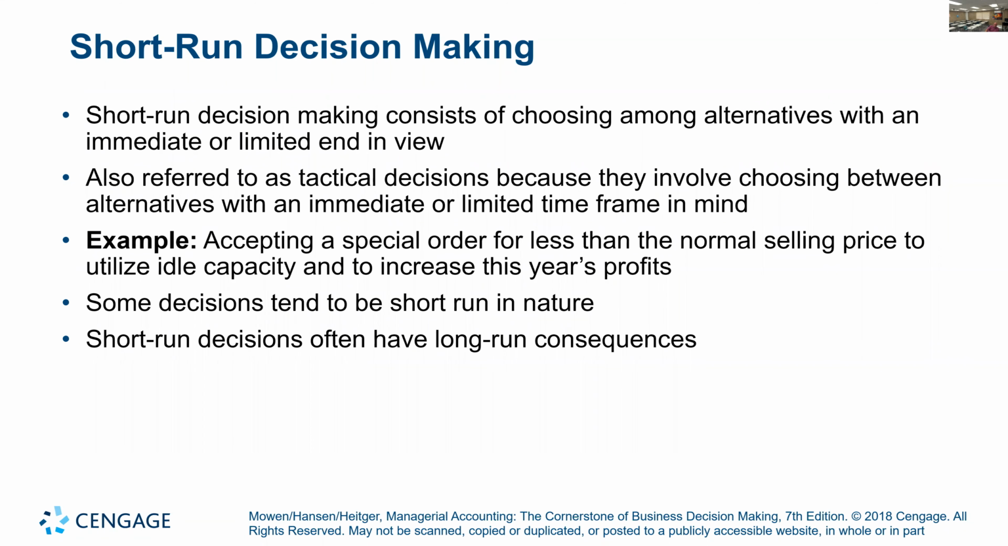So what we're doing here is choosing between alternatives for a business. And what is every business looking to do? They want to make a profit. There's an example they use here: accepting a special order for less than the normal selling price. Should we take that special order on? We want to make a profit, so we have to look at some relevant costs there. That's one of the decisions we're going to look at in this chapter.